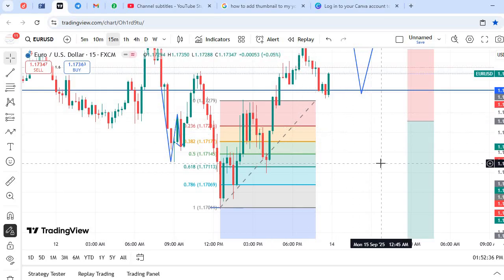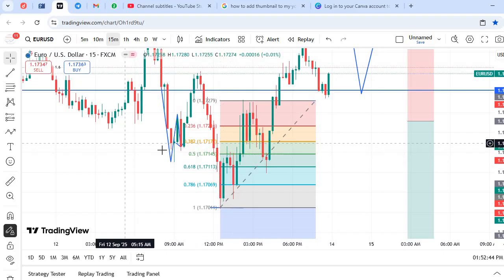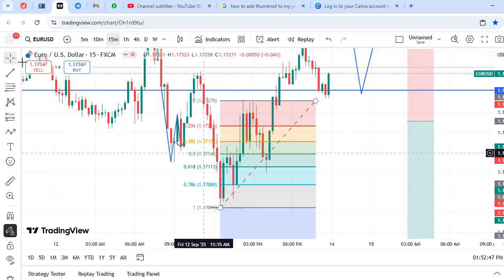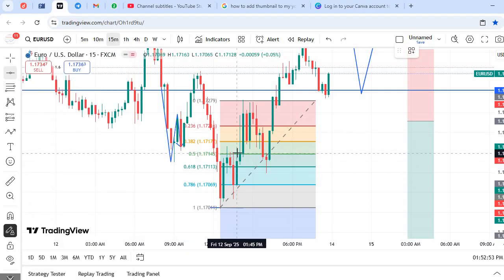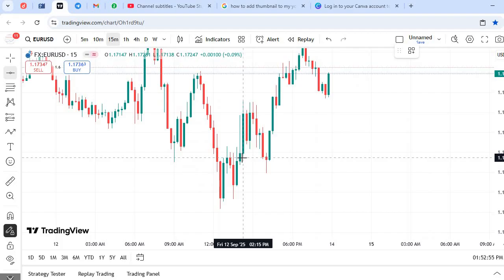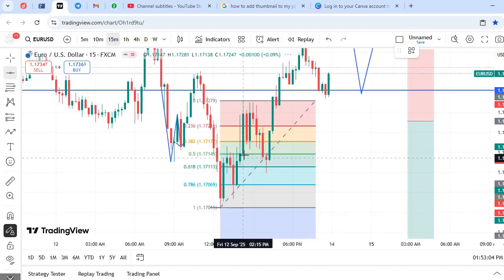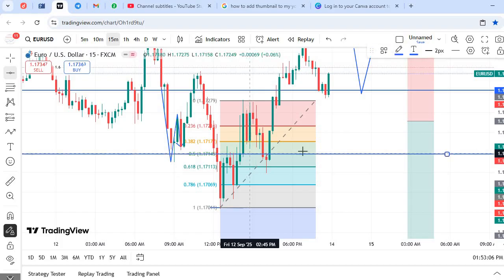The third thing you want to do is look out for your 0.5 level, the midpoint. This is the 0.5 level. So you click on your horizontal line, and then you drop it on it. Click on your horizontal line and drop it on the 0.5 level.